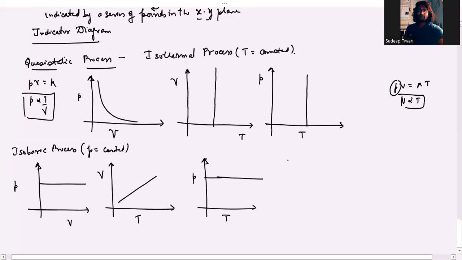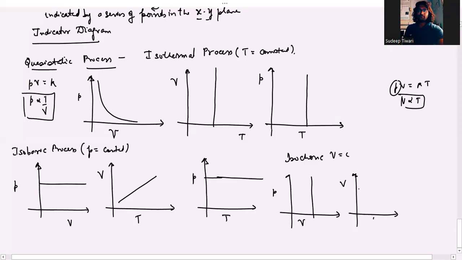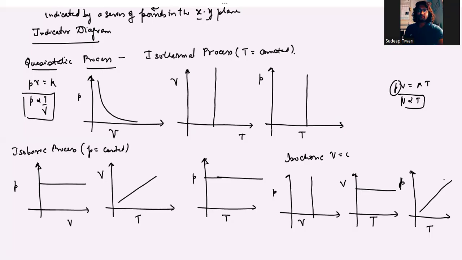And if I'm talking of an isochoric process, where volume is constant, my P versus V graph, or indicator diagram, will look like this. If I want to draw a V versus T graph, it will be simply this. And if I draw P versus T, it will be a linear graph. So I hope this is clear. These are indicator diagrams. All of these things you already know, so I'm not going to spend much time here.